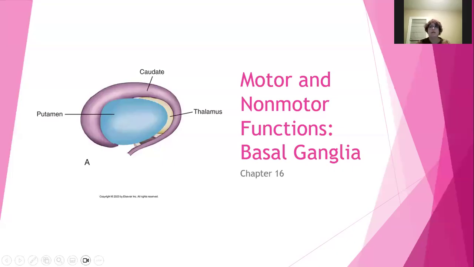Talking about the basal ganglia, just like the cerebellum, we're going to skim over the anatomy part. I don't expect you to know all the details of the names of the parts of the basal ganglia. Just know that the basal ganglia is a group of nuclei that run throughout the brainstem and cerebrum, and they perform motor and non-motor functions.